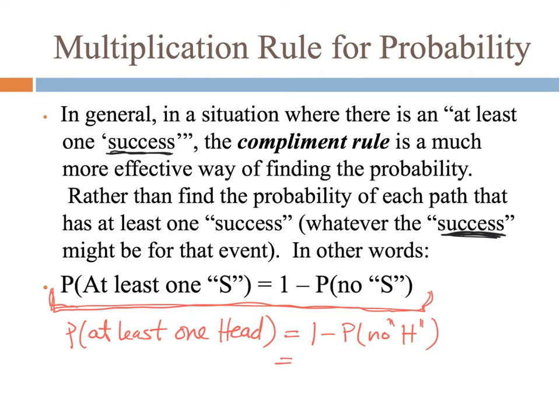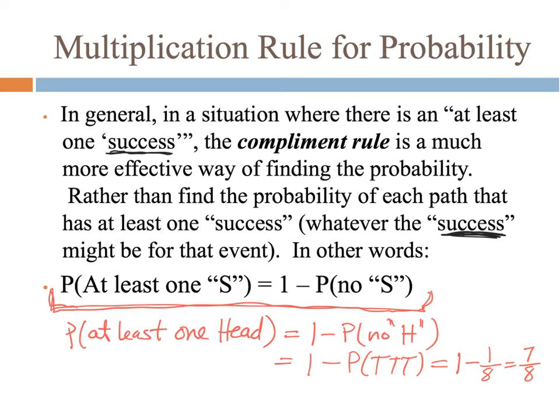And the probability of getting no heads is the same as getting all tails. So tails, tails, tails. And we talked about that: 1 minus the probability of tails, tails, tails, which was 1/8. So the probability of getting at least one head is 7 out of 8. Much simpler than finding and adding all the probabilities of all of those paths up.